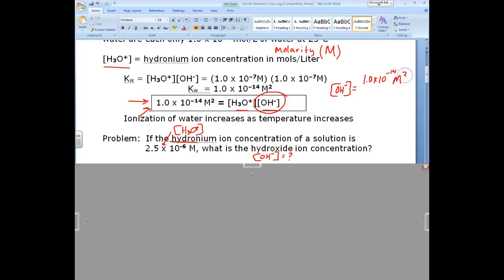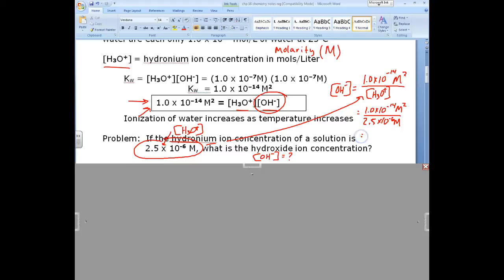molarity squared. Now that squared is just for the molarity. It does not go with the number, just the units. And then I'm going to divide that by my hydronium ion concentration. Now, I'm just going to plug in the number they gave us in the problem. They gave us our hydronium ion concentration, so that's just going to go in right here. So it's going to be 1 times 10 to the negative 14 molarity squared divided by that 2.5 times 10 to the negative 6 molar.